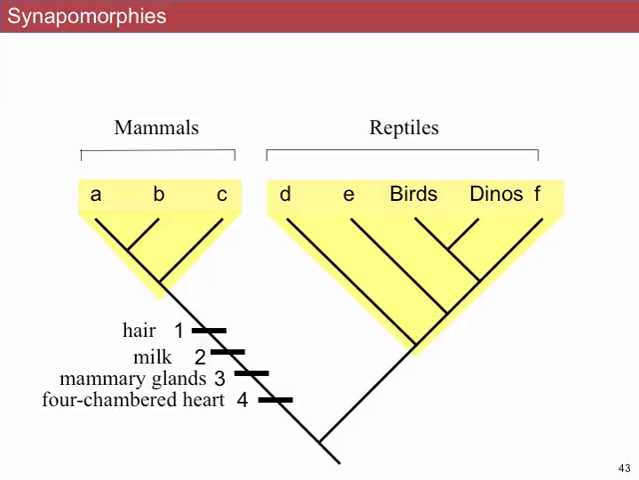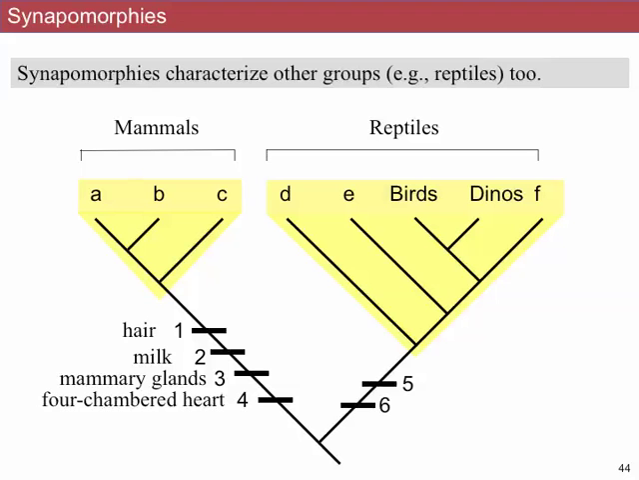So there are multiple synapomorphies that characterize mammals, for example. That is, traits that evolved on this branch leading up to the common ancestor of mammals. Things like hair, milk, mammary glands, four-chambered heart, etc. So these are big features that evolved and changed along the branch leading up to the common ancestor of that group. That's why we care about synapomorphies. And that's why we care about monophyletic groups in many cases.